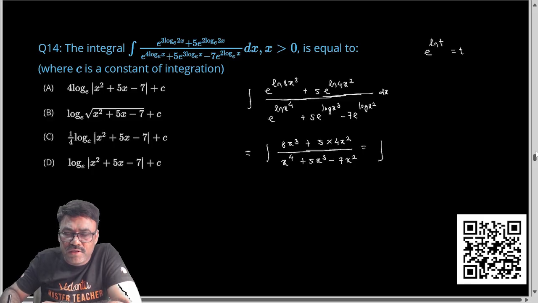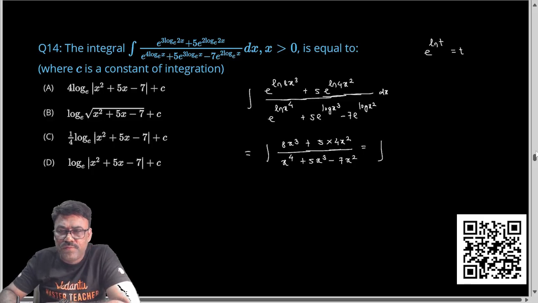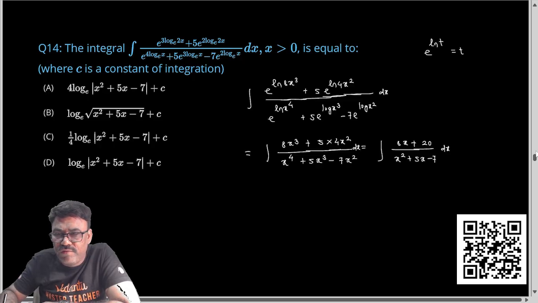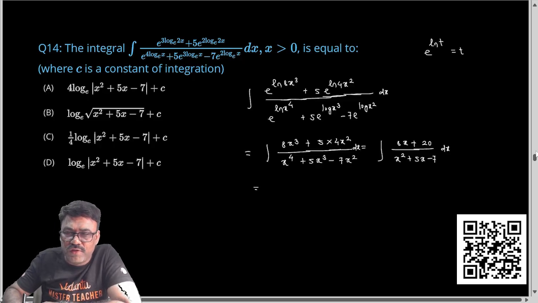Now x square can be cancelled from numerator and denominator. So you will get 8x plus 20 divided by x square plus 5x minus 7, dx. And now you can see that the derivative of the denominator is 2x plus 5. So if I take 4 common in the numerator, the numerator is basically the derivative of the denominator.